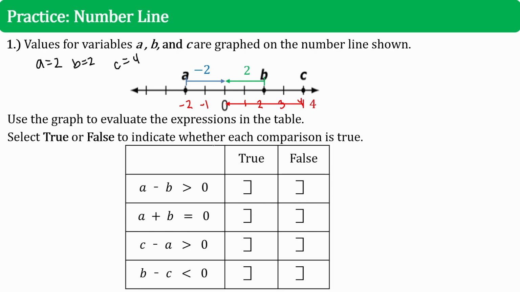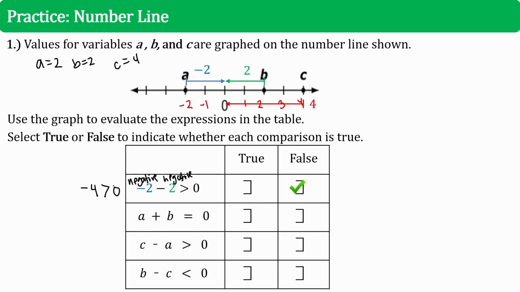All right, so the first one, when it says a minus b is greater than 0, we plug in the values for it there. So a, which is -2, minus 2. The way we should see this is -2 and a -2. -2 and -2 becomes -4, and is that greater than 0? That would be false.